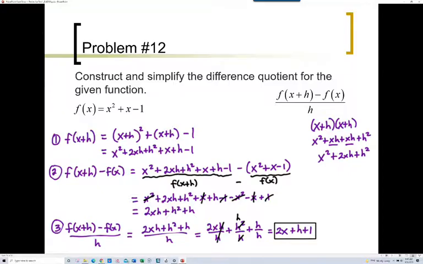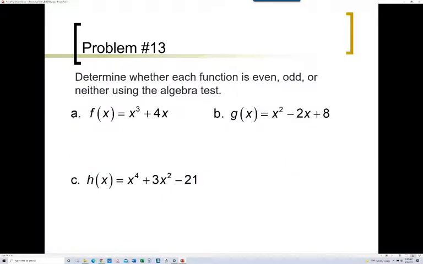All right, let's move on to number 13. So on 13, we know to use the algebra test to determine if a function's even, odd, or neither, we replace x with minus x.